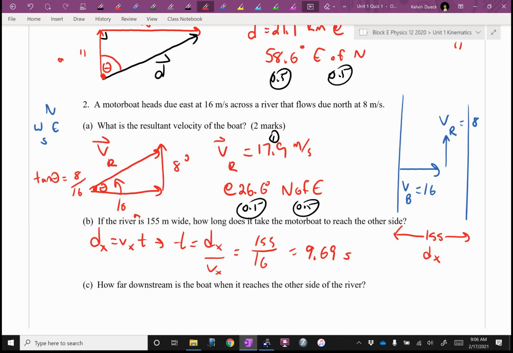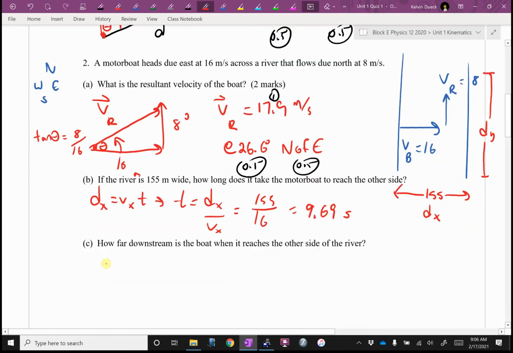How far downstream? Well, that wants me to find that distance, a vertical distance. I realize that's up the page, but when you're standing on a river, downstream is whichever way the river's flowing. So in this case, north, up, is downstream.